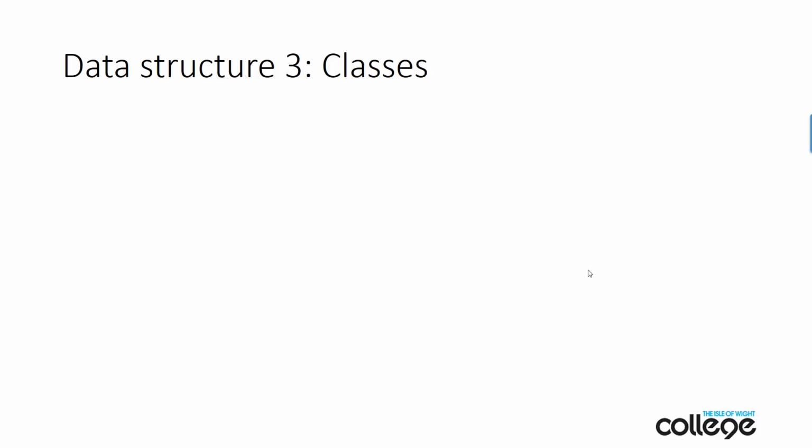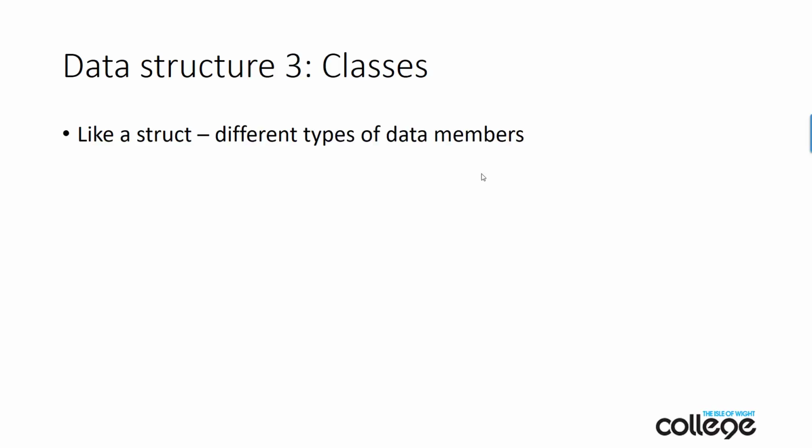Let's now move on to classes. Classes are the third data structure that I wanted to discuss, and they're the focus of our attention in the unit that we're working with. So here we go. Classes are incredibly useful and are the common design process used in most programming these days. They're like a struct and have different types of data members.